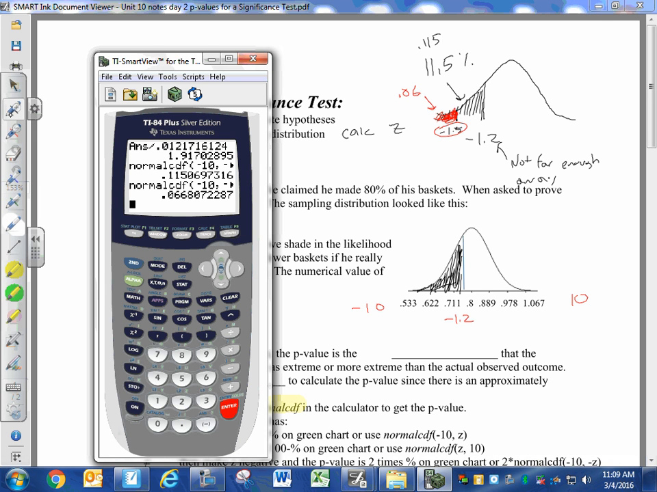Now, what happens if I have a z-value that is greater than my mean? What if I have a z-value that's like 1.6? How could I find this area greater than this probability? Use 10 instead of -10, but remember that our low value comes first. So in normal CDF, you would go from 1.6 to 10. Find out this area here above 1.6.